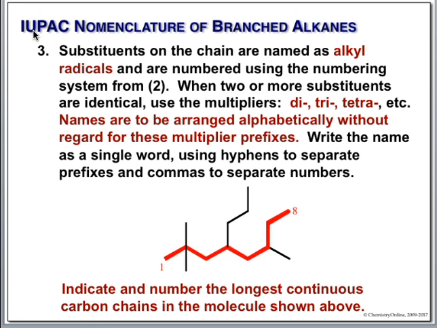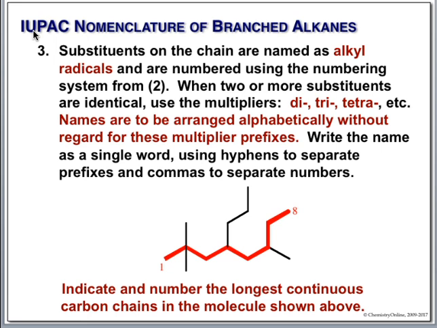Now, what's attached to our 8 carbons? If we let this be carbon 1, we're going to have 2 methyl groups on carbon 2. Carbon 3 is just a CH2. Carbon 4, we're going to have a propyl group. That's 3 carbons. And carbon 6 will have another methyl group.